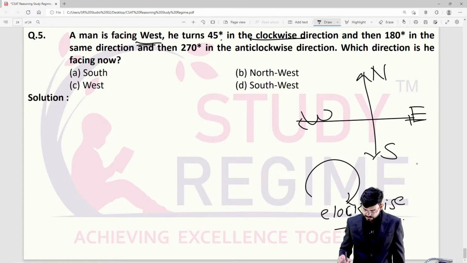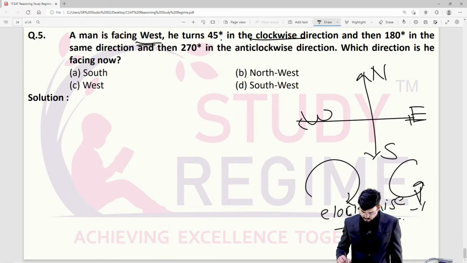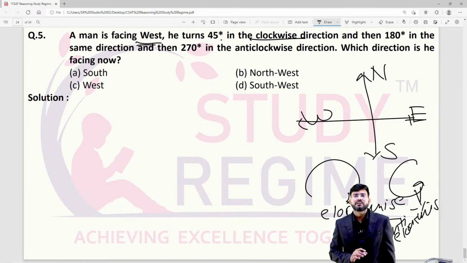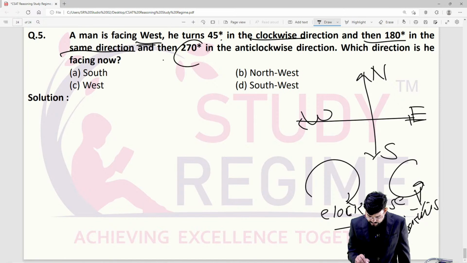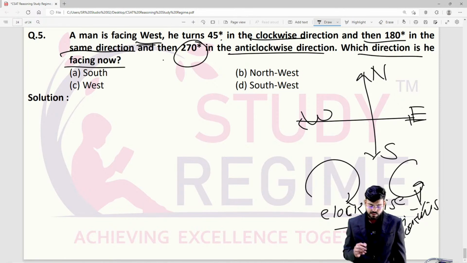And this will be the anti-clockwise direction. This will be the opposite of this. This will be the clockwise and this will be the anti-clockwise direction. Here in the question it is given that he turns 45 degree in the clockwise direction, then 180 degree in the same direction. Same direction means he again takes a turn of 180 degree in the clockwise direction also. Then he takes 270 degree in an anti-clockwise direction. Which direction he is facing now?